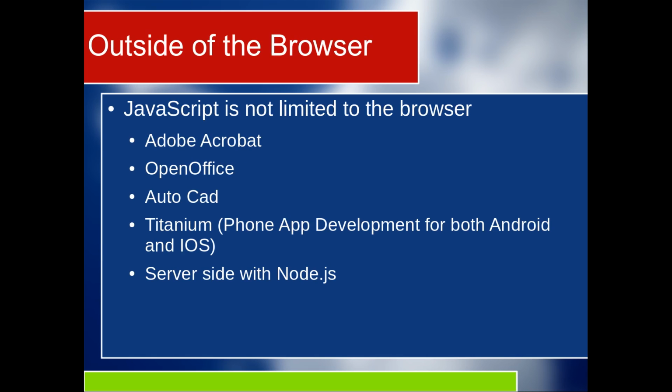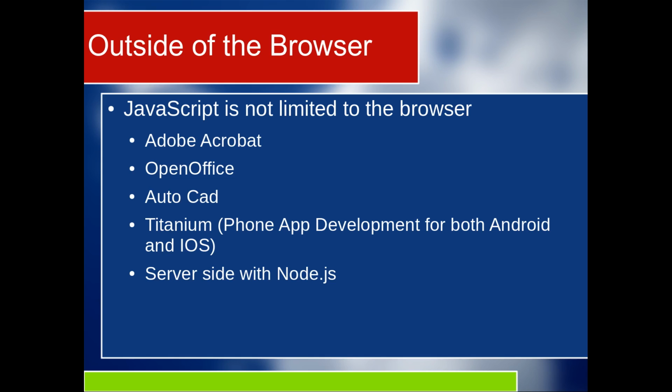Now, the browser is not the only place you can use JavaScript. You can use it in Adobe Acrobat. OpenOffice allows you to build macros with it. There's some programming you can do in AutoCAD with it. You can even develop phone apps for both Android and iOS with something called Titanium. And there's another thing that uses JavaScript for this as well, but I don't remember the name of it, and it's pretty new to me, so I don't know much about it. On the server side, there's something called Node.js that I already mentioned. So I think that's enough for now.